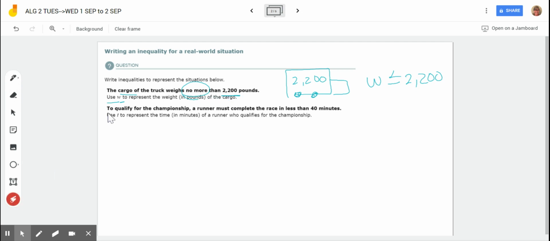In the second situation, it says to qualify for the championship, a runner must complete the race in less than 40 minutes. Okay, that means, think about it. Does it mean the guy or girl or whoever could actually run for 40 minutes and qualify? No, it means that it can't be 40 minutes. It has to be less than 40 minutes. It says use T to represent the time in minutes of the runner. So the time has to be less than 40 minutes.